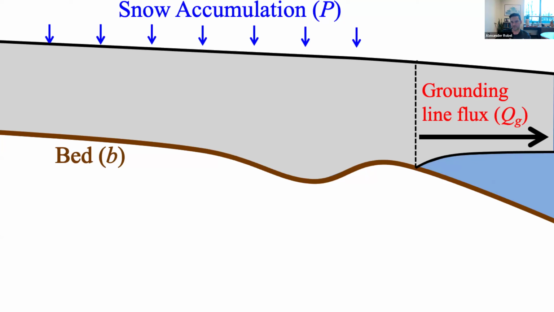There is not a ton of surface melting in the present day on the surface of the Antarctic ice sheet, but that ice flows under its own weight due to gravity downhill, and the loss of ice from the grounded part of the glacier is just due to the ice flow, or this grounding line flux that I have here in the schematic, through the grounding line.